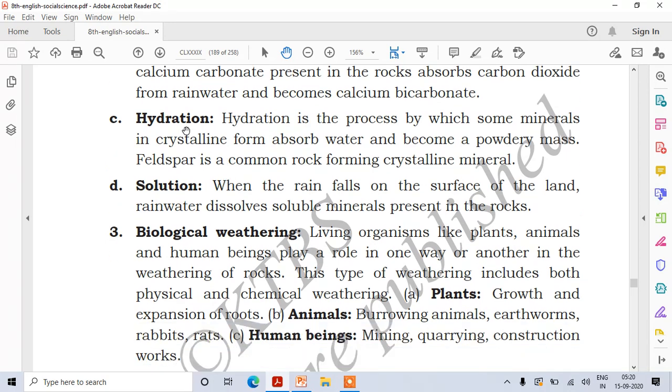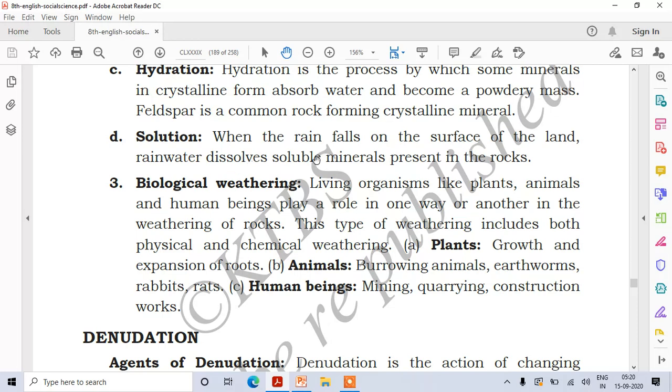Next we have hydration. Hydration is a process by which some minerals in crystalline form absorb water. In some of the rocks minerals are present. What they will do, they will absorb water and after absorbing water they will become like a powdery mass. Feldspar is a common rock forming crystalline mineral. One of the examples over there is feldspar. It is a rock which forms crystalline minerals.